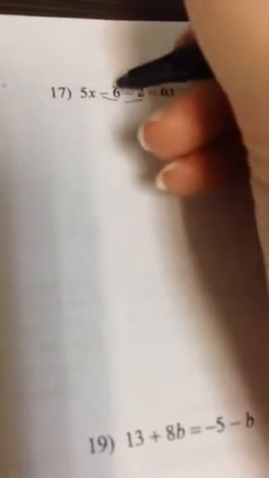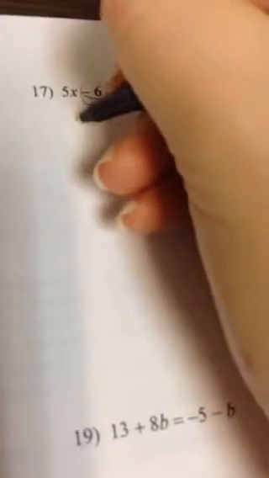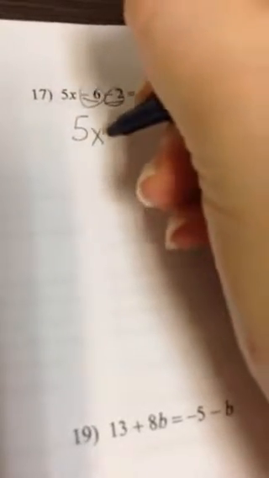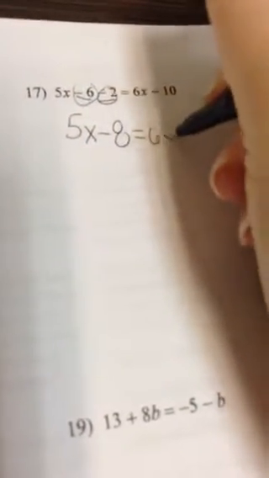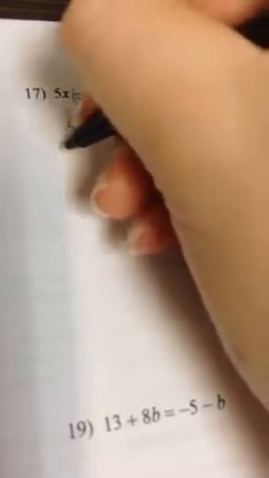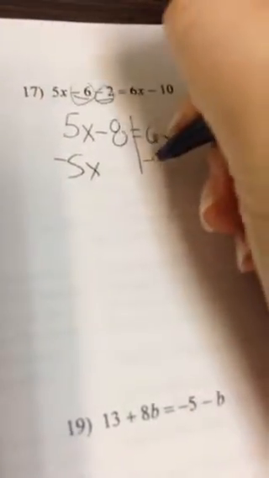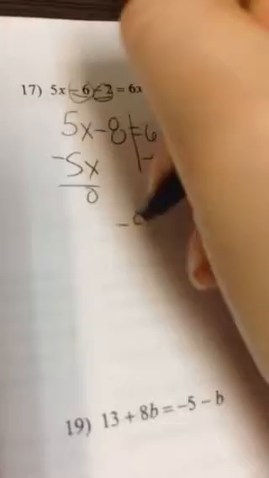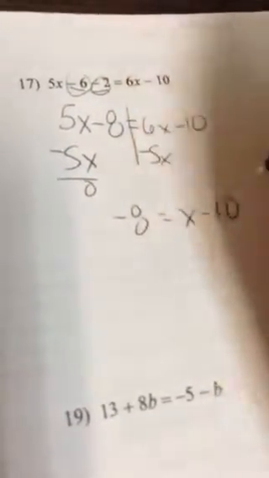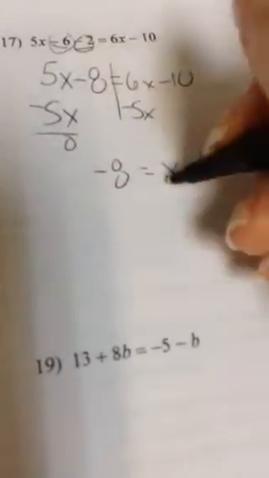For this one, there's an extra step. So for this one, you see how I have 5x minus 6 minus 2 equals 6x minus 10? Well, the minus 6 and minus 2, I know that if I combine them, I just get a minus 8. So I'm going to rewrite this as 5x minus 8 equals 6x minus 10. And then I'm going to subtract 5x, negative 8 equals x minus 10, and then you just solve.